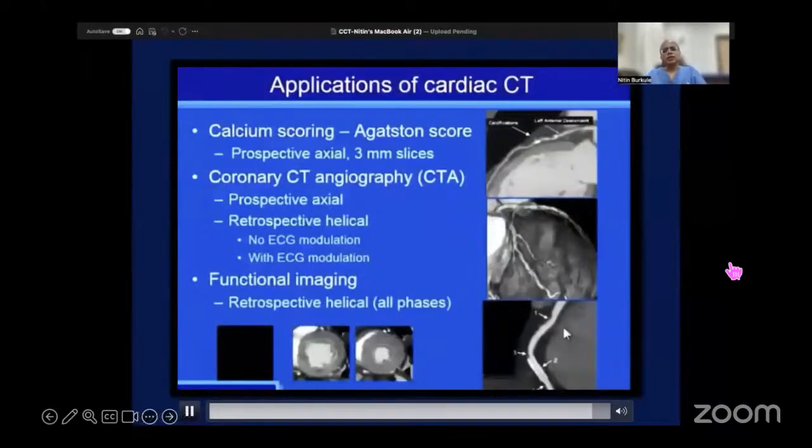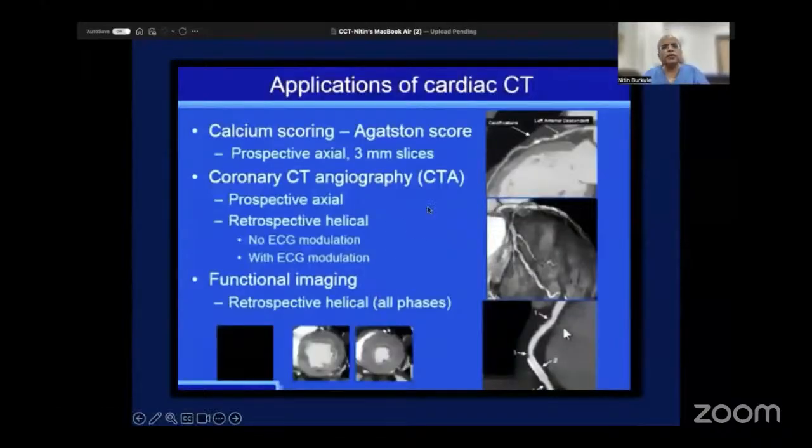As we know, the application of cardiac CT is threefold. One is the calcium scoring, where you generally do the axial sequential. Then you have coronary CT angio, where you can do either the prospective axial sequential or retrospective helical, or the single cardiac cycle. Then you can have the functional imaging for the left ventricular and right ventricular contraction and the movements of the prosthetic wall, and so forth.